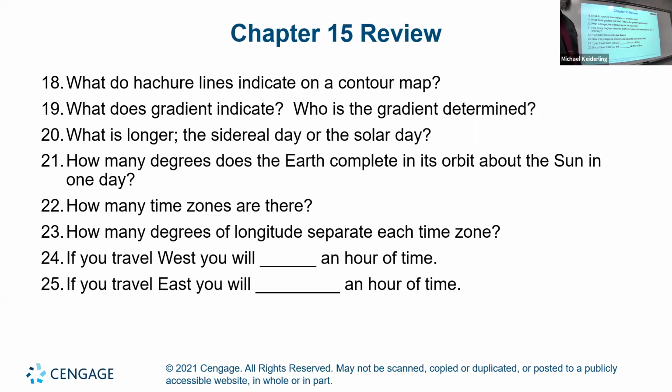Which is longer, the sidereal day or the solar day? The solar day is slightly longer, by about 4 minutes. How many degrees does the Earth complete in its orbit around the sun in one day? A little bit less than 1.